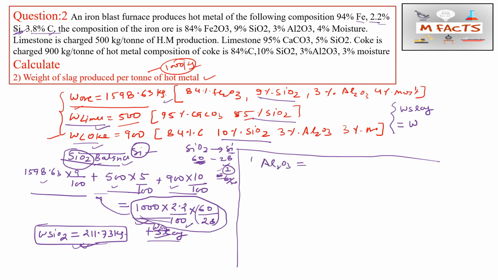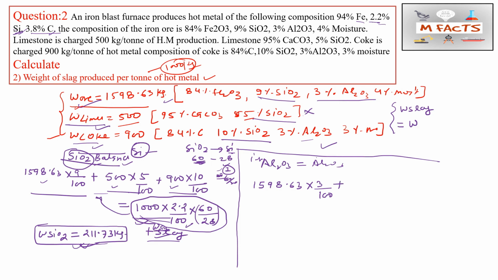Okay. So now we will balance the alumina, that is the Al2O3 balance. Al2O3 in input and Al2O3 in output. We know 3% of Al2O3 is in the ore. So the weight of ore is 1598.63 multiplied by the weight of Al2O3 in ore, which is 3%. That's why we did it like that.